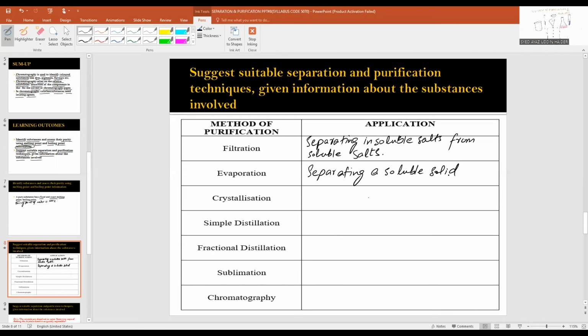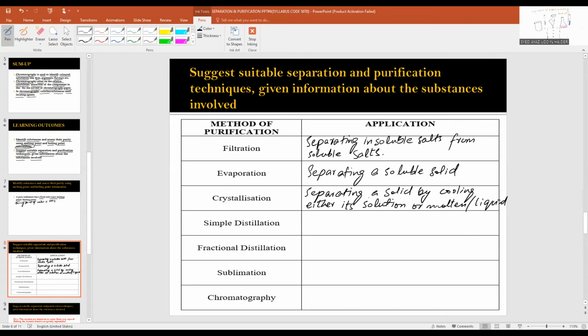Crystallization, separating a solid by cooling either its solution or molten liquid. Molten means liquid. Let me write liquid here.